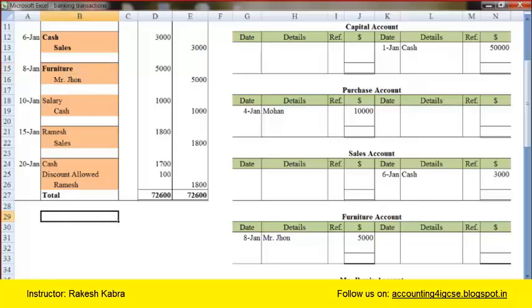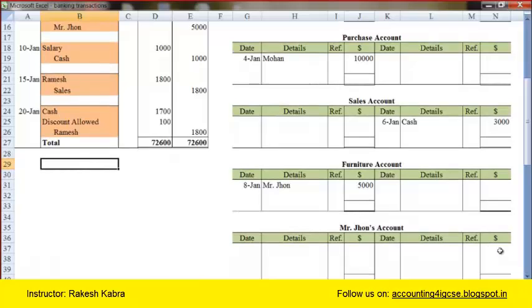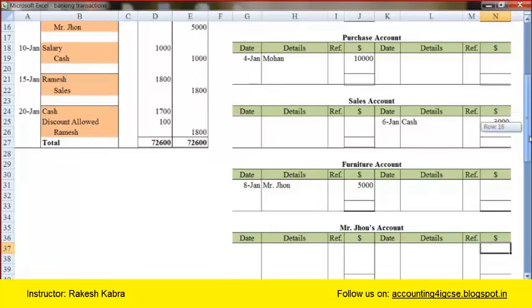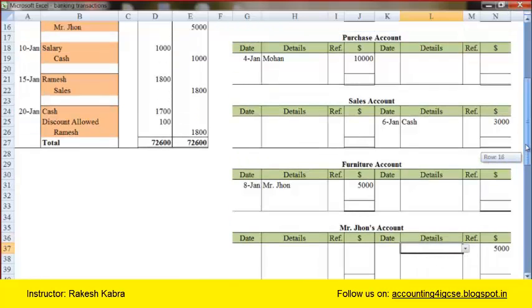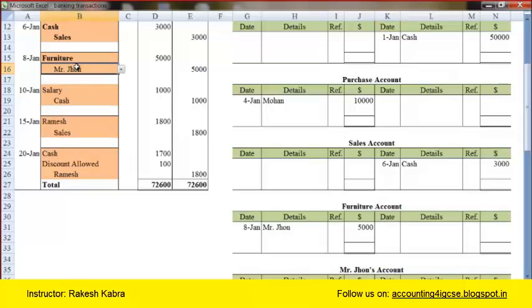Now next posting in Mr. John's account. So let me find out Mr. John's account. Yes, here we have Mr. John's account, credited in the entry, isn't it? See, Mr. John is credited with 5000. So in Mr. John's account on the credit side, first I will put the amount, and now I will write the name of the opposite account, and the name of the opposite account is, let me see, furniture. Yes, we got that, and I will put the date, and date is January 8. So posting done in Mr. John's account also. Now next posting, what is the next entry?